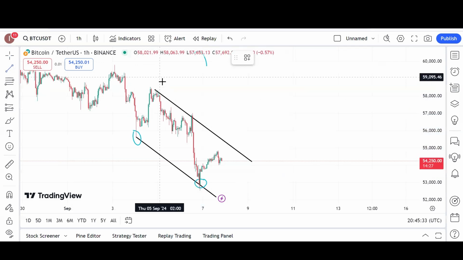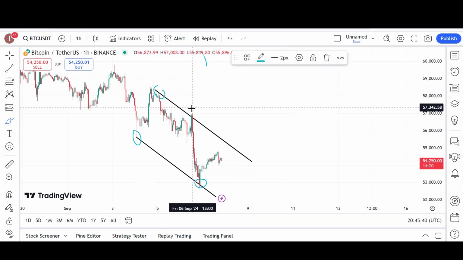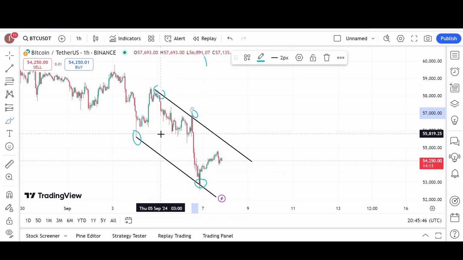Now you can see this is the first tap, this is the second tap. Now we have the confirmation of our downward trend of the BTC market.